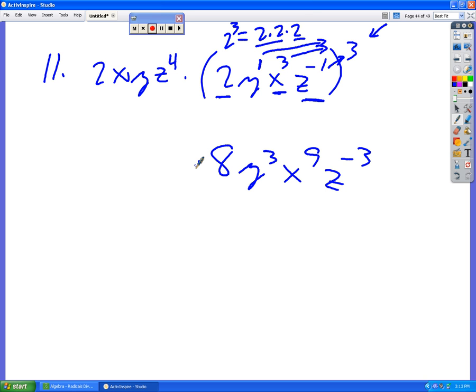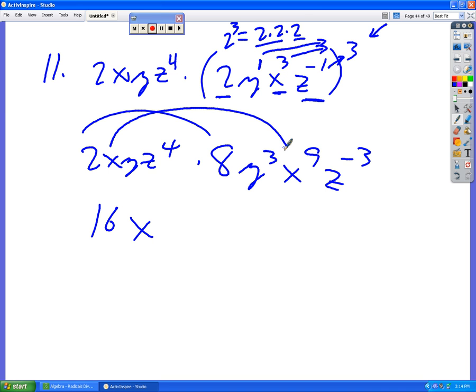On the left side of the problem, I have the 2xy, z to the 4th. And now it becomes just like the first two problems. I simply multiply everything together. I multiply the numbers. 2 times 8, that's 16. I do the x's, that's this one, and that one. I have 1x here. I have 9 over here for a total of 10. Then I have a y here, going with that y. I have 1 here, and 3 over here gives me a total of 4.